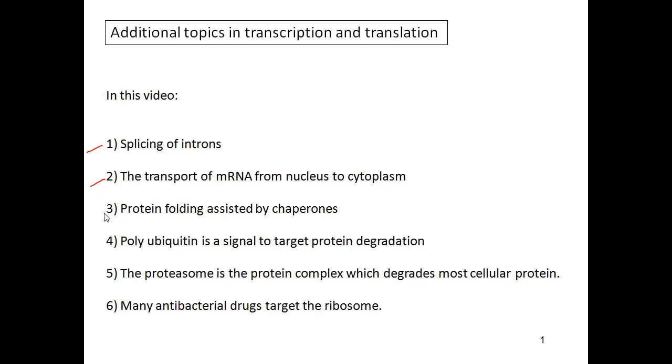We'll talk about how protein folding can be assisted by chaperones. We'll talk about how proteins are degraded, and a little bit about the proteasome, which is the protein complex that degrades cellular protein. This is the anti-partner of the ribosome, if you will. And then we'll talk a little bit about how antibacterial drugs target the ribosome as a way of trying to cause bacterial cell death.